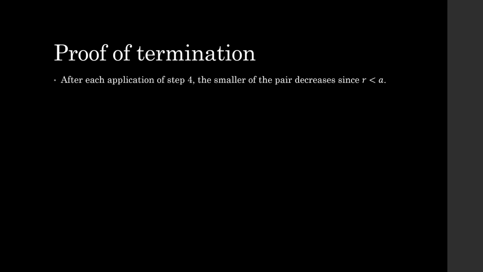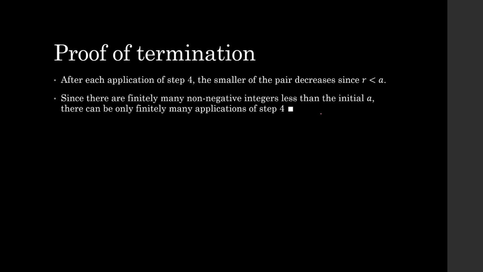One thing we have to show as well, since this is an algorithm, is that the algorithm terminates. What I mean by that is that if I feed this to a computer, no matter what, it will finish. The computer is not going to keep going on and on forever, because we don't want that. Well, that's a pretty easy proof. After each application of step 4, the smaller of the pair is going to decrease, since R is smaller than A by definition. And since there are only finitely many non-negative integers less than the initial A, there can only be finitely many applications of step 4.